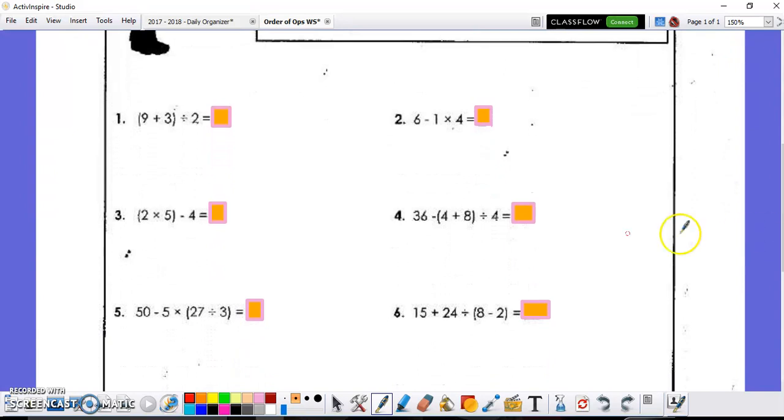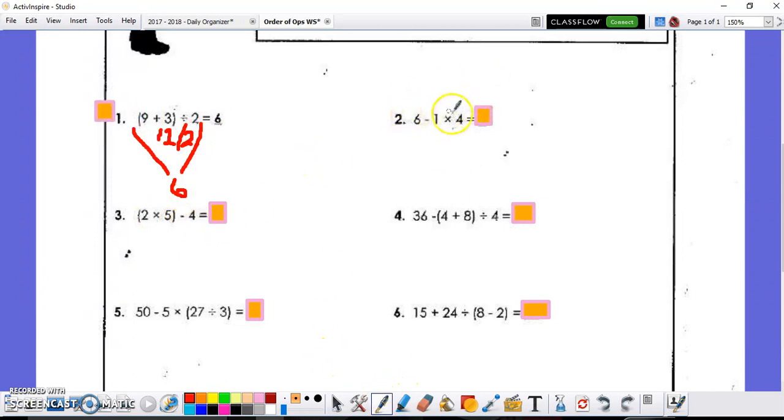So in number 1, 9 plus 1 divided by 2, we have parentheses. Parentheses comes first, and then I'm following what I called, or told the students, is like an upside down pyramid to the answer. 9 is going to be added to 3 to get 12, and then I'm going to divide that by 2. When I do 12 divided by 2, I get my final answer of 6. And you can see that I have it correctly done here.